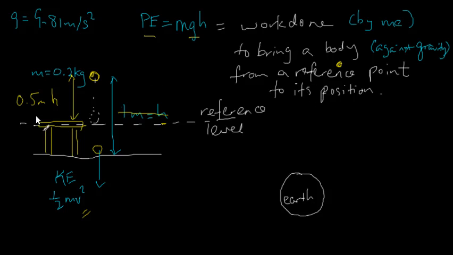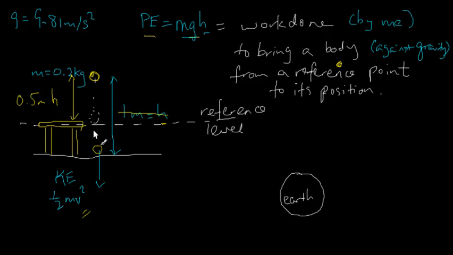So it's the work done to bring an object from there to there. And we know that this work done, because h is distance and mg is the force that I need to exert against the gravity. So force times distance is work done. So we're here now.